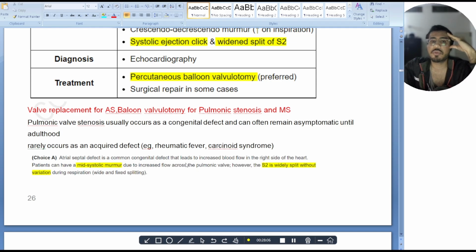So ASD would be associated with a pulmonic flow murmur, which is an innocent murmur, which happens when there's more blood flowing across the pulmonic valve. However, it is caused by the atrial septal defect. How are you going to catch it? First, the location. Second, fixed wide splitting. That's how you catch atrial septal defect.